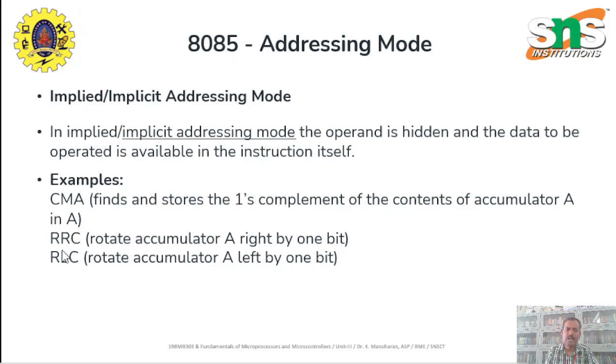Look at another one, RRC, rotate right through carry. The data in the accumulator register is rotated right along with the carry. Similarly RLC is rotate left. The data will be rotated left with the register and carry flag. Similarly we can perform rotate right or rotate left through carry with RAR for rotate right and RAL for rotate left. If the data is available in the accumulator itself, then it is called implied addressing mode.